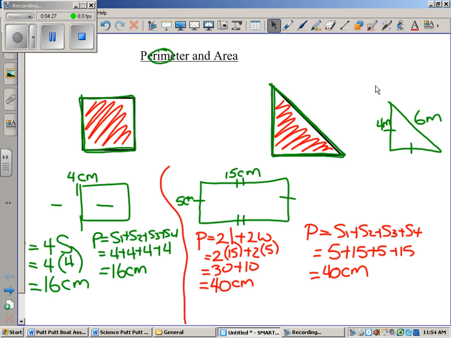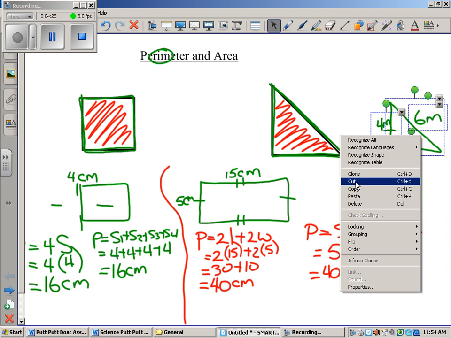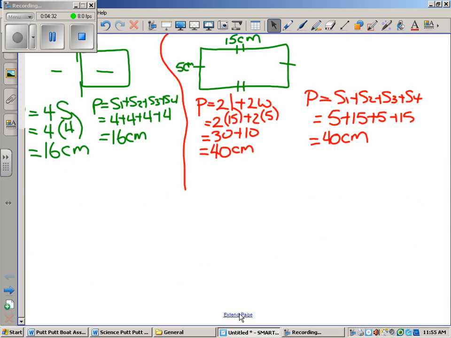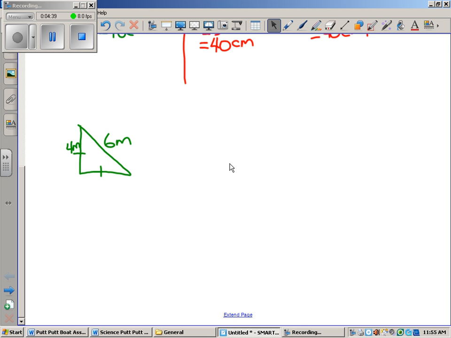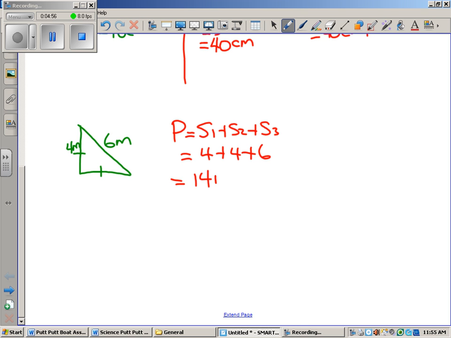All right, and lastly, cut that, move it down, paste it. Lastly, we'll do the perimeter of this shape. Perimeter for a triangle, as much as there is no set formula, it is simply side 1 plus side 2 plus side 3, and that would be 4 plus 4 plus 6, 14 meters is our perimeter. Those are all the distances around the outside.